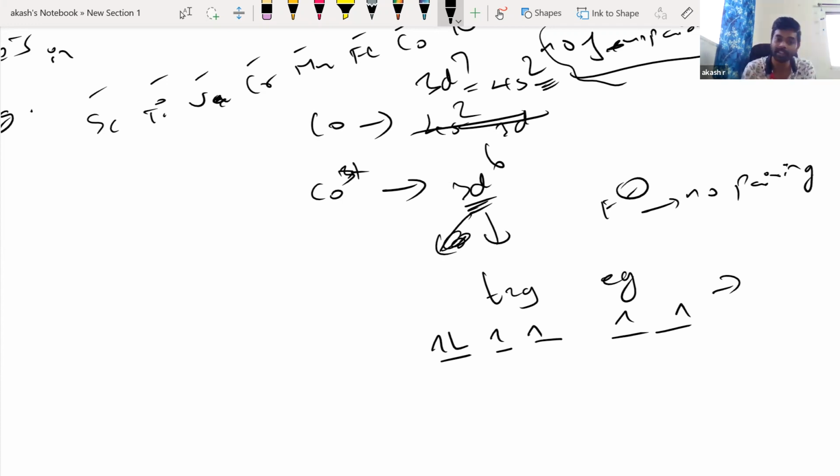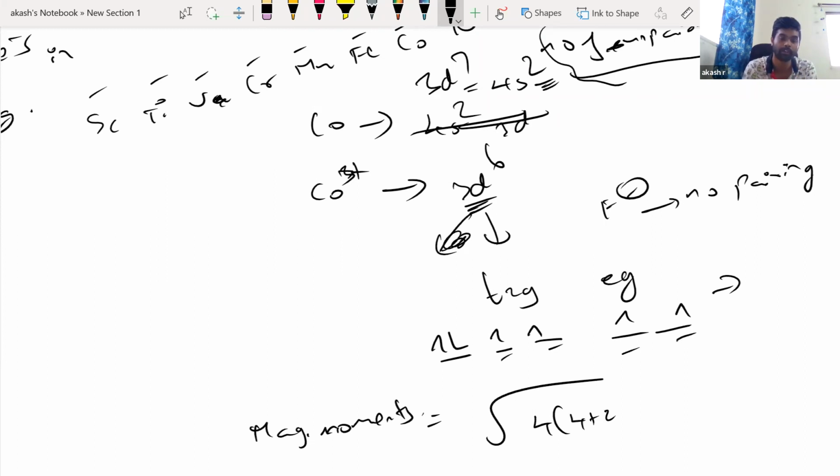Now we can easily calculate the magnetic moment. Magnetic moment is equal to root of n into n plus 2. How many unpaired electrons do you have? 1, 2, 3, 4. 4 unpaired electrons. So 4 into 4 plus 2, that is root of 4 into 6, which is root of 24. That's the answer to this question.